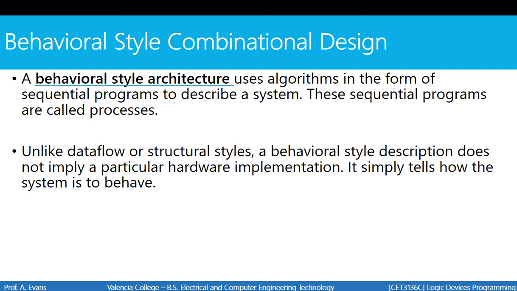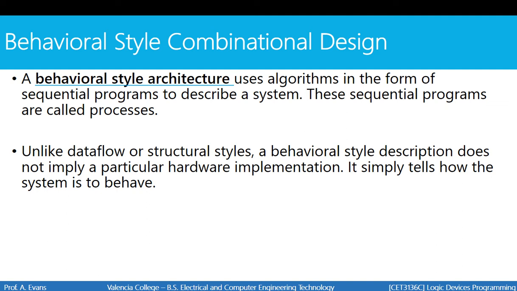A behavioral style architecture uses algorithms in the form of sequential programs to describe a system. These sequential programs are called processes. Previously we've discussed the data flow style, and within that style we use Boolean expressions in order to obtain the output signals that we want. This is more algorithmic, and by algorithmic we mean using things like if-else statements, for loops, while loops, case statements, etc. So this is a more algorithmic approach to designing an architecture.